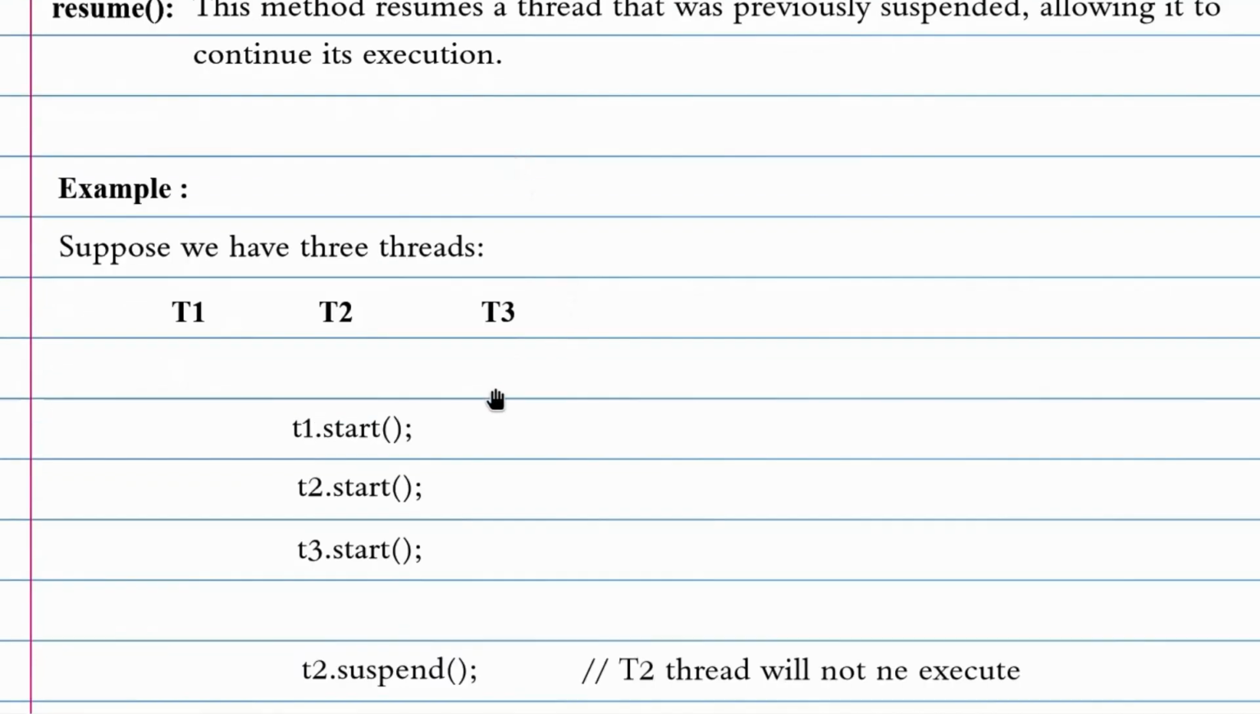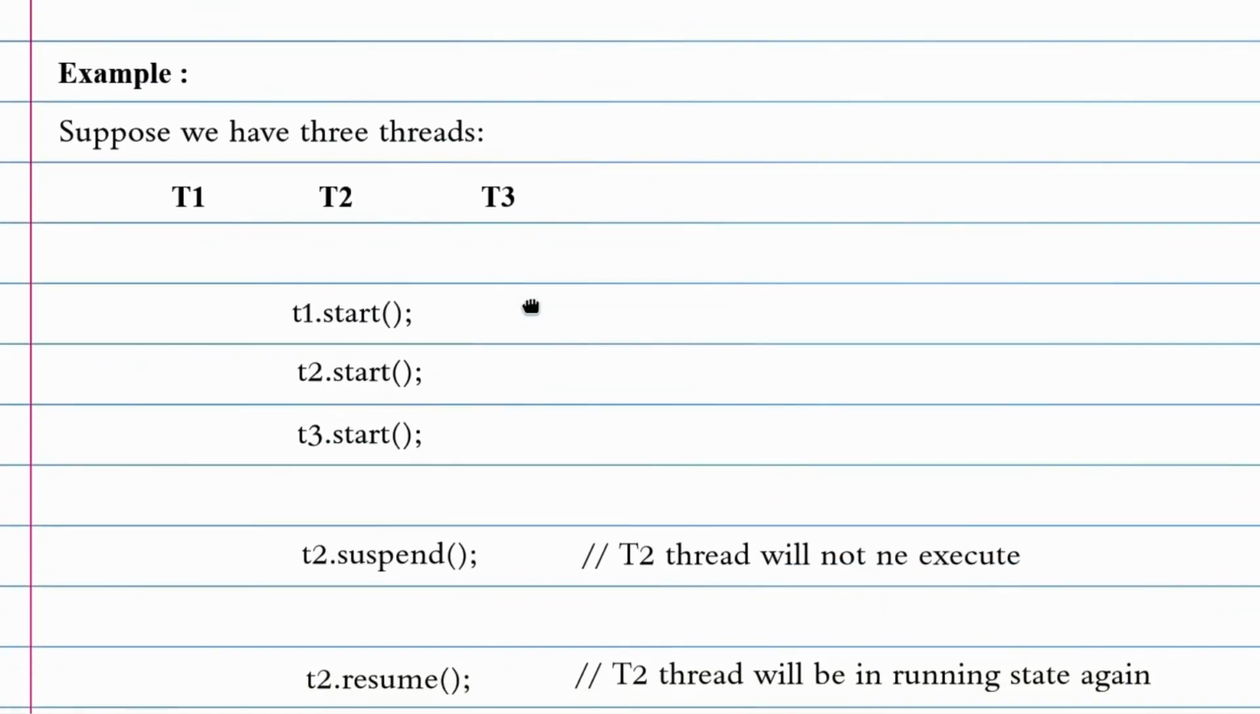Now let's see an example. Suppose we have three threads, T1, T2 and T3, and we have started the threads: T1 start, T2 start and T3 start. Now suppose we use T2.suspend. Now the T2 thread will not be executed. The T2 thread will go to the waiting state for some time, so it can be resumed later. It is still alive, but the execution of the T2 thread stops.